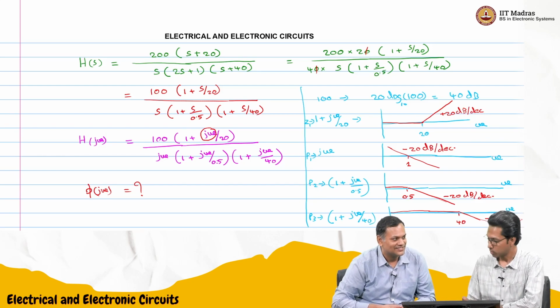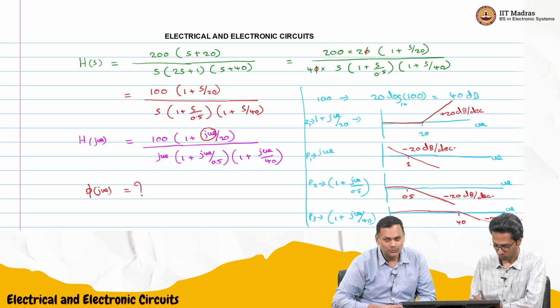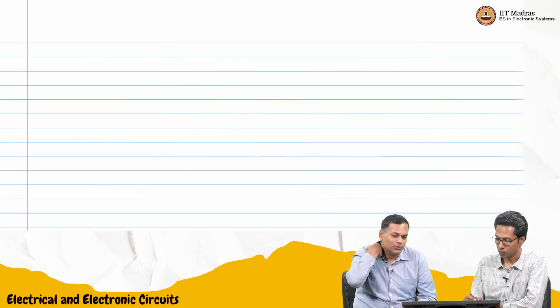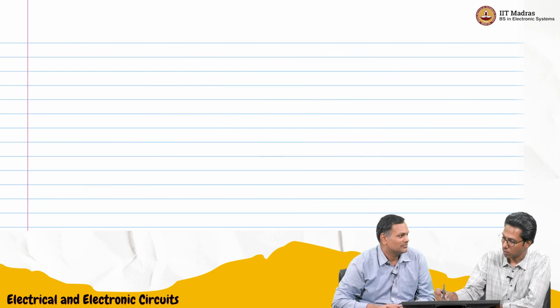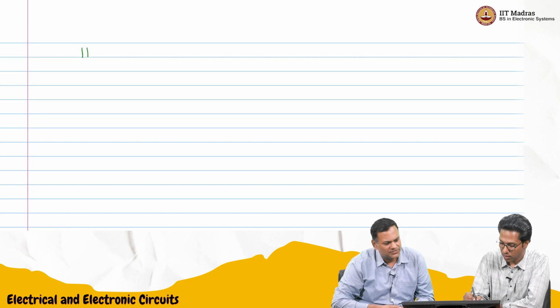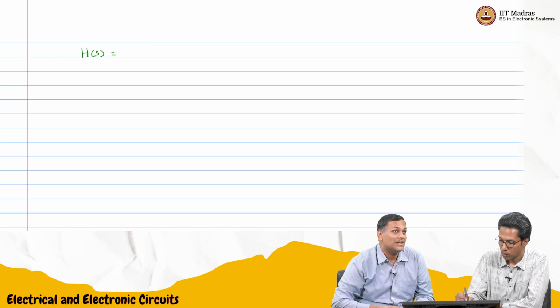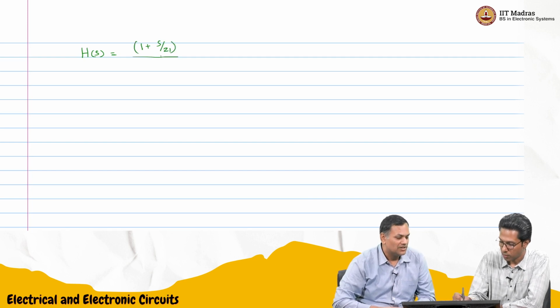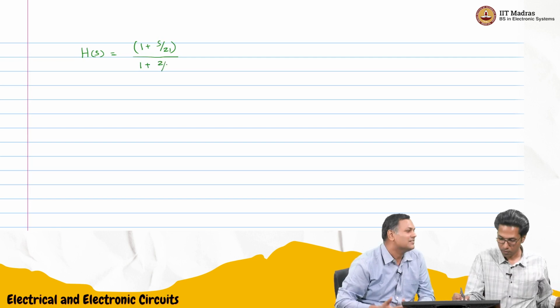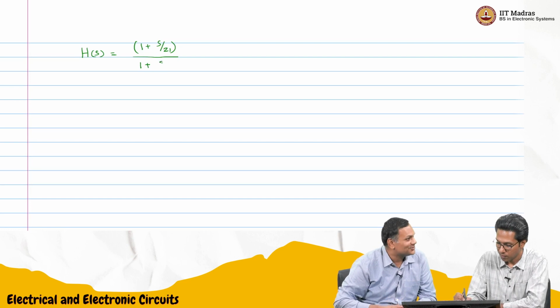So shall we take something new? Let us say I only have one pole and one zero. Something slightly different, a general case. H of s is equal to 1 plus s by Z1 divided by 1 plus s by P1. We'll consider two cases. One when the pole is smaller than the zero. Let's start with that. We will maybe give the other one as homework.